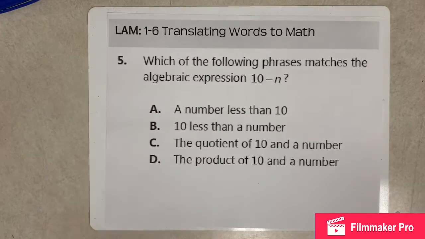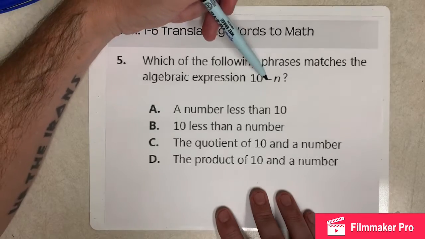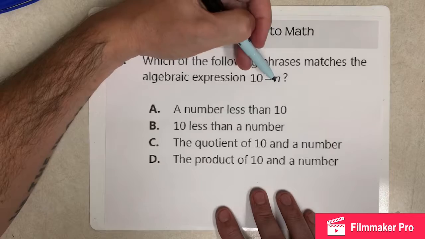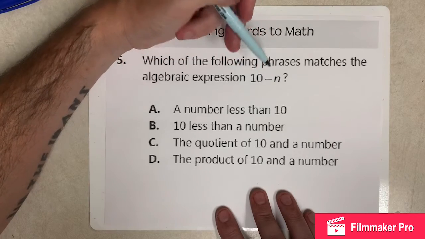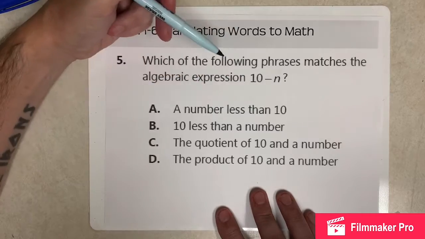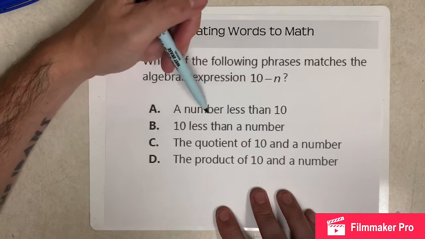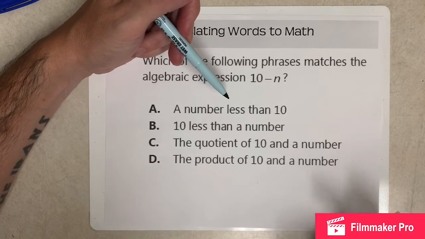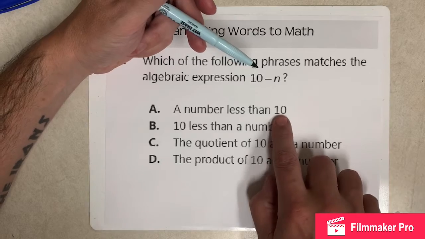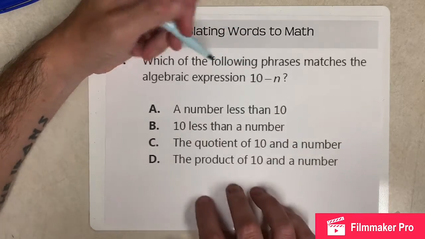Okay, this one says we're going to need to match it up with 10 minus n. So that's going to be the difference of 10 and a number, or it could be a number less than 10. Now that also would be okay, because a number less than 10 will switch the order. So a number less than 10 makes the 10 go in front and the number behind it with subtraction. So this one right here would be correct.